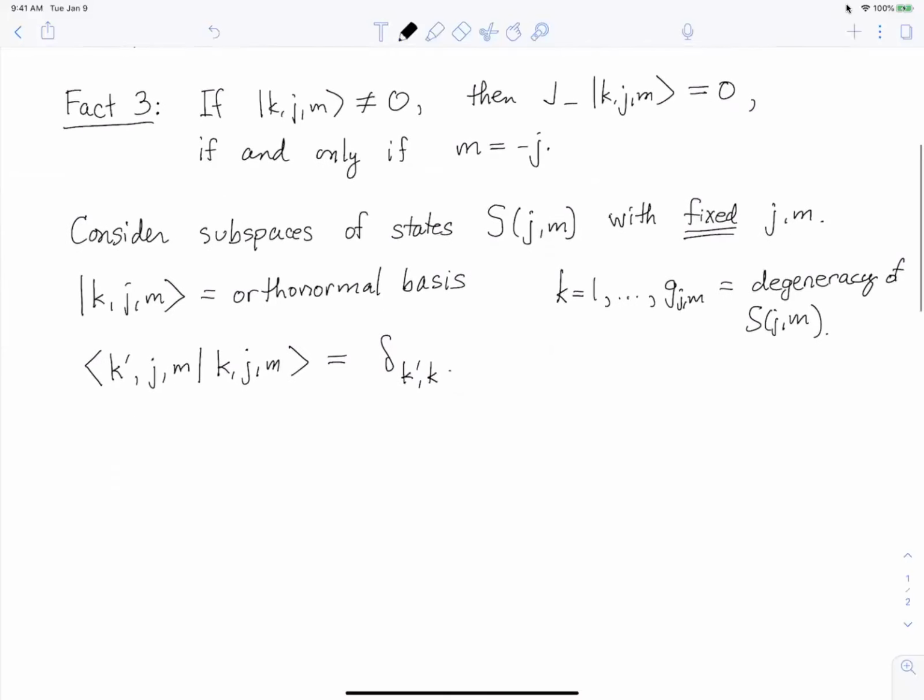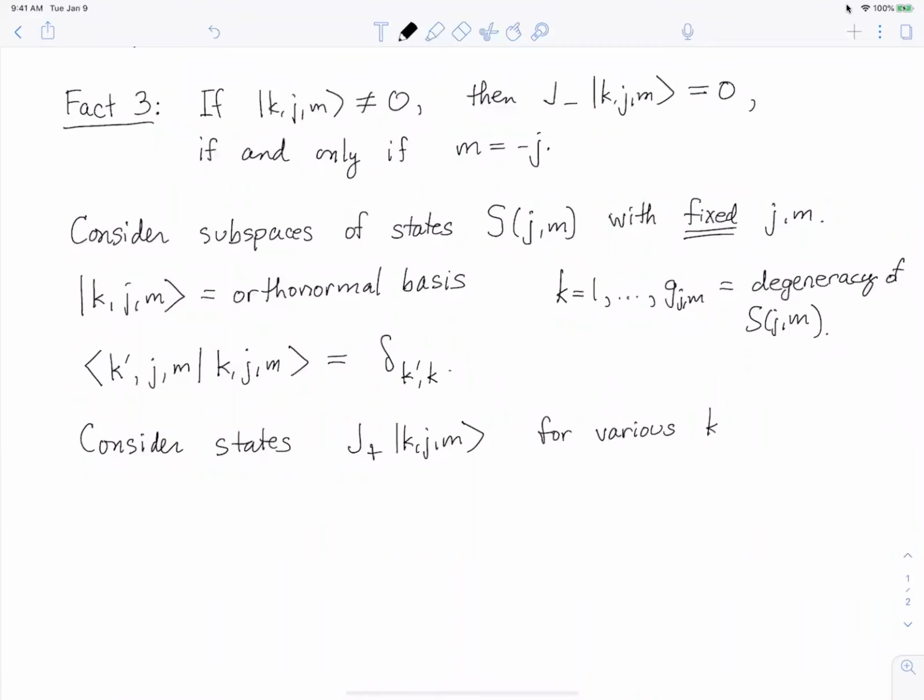Okay, now what are we going to do with these subspaces of states? Within them, we're going to consider other states that we define to be J plus acting on the orthobasis states. So we take a |k, j, m⟩, we act on it with J plus, and we do this for various different k, of which there are G_{jm} different ones available. And we're going to ask, what are the inner products of these states?